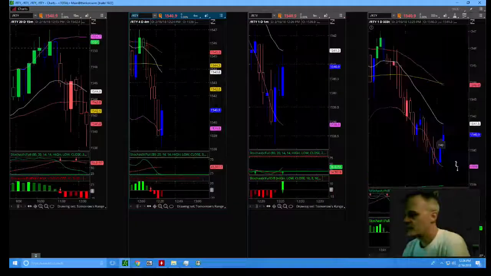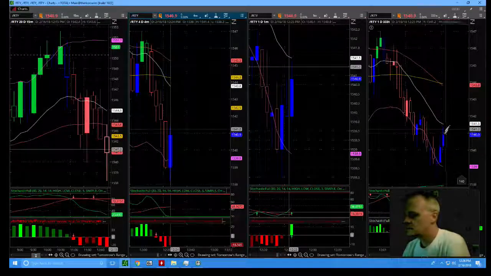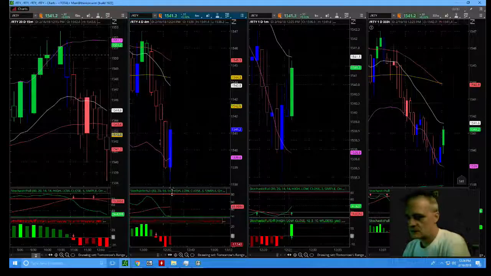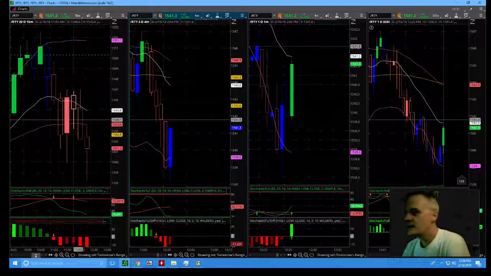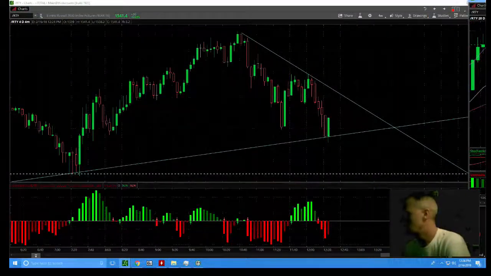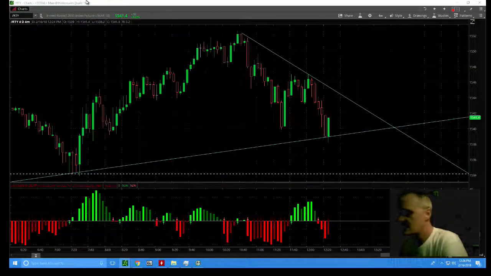And sure enough, it's following through on that. So we want that move to complete before we make a stab at another play to the downside.